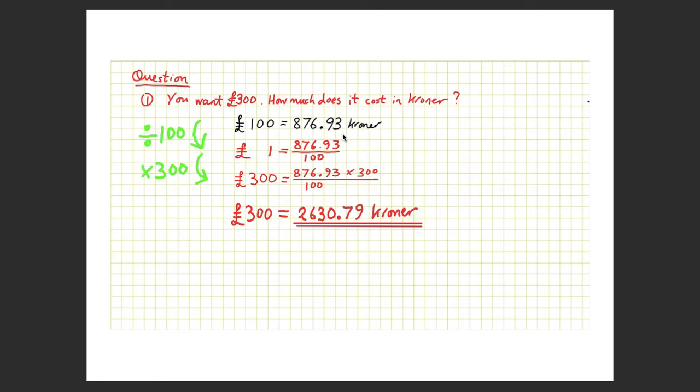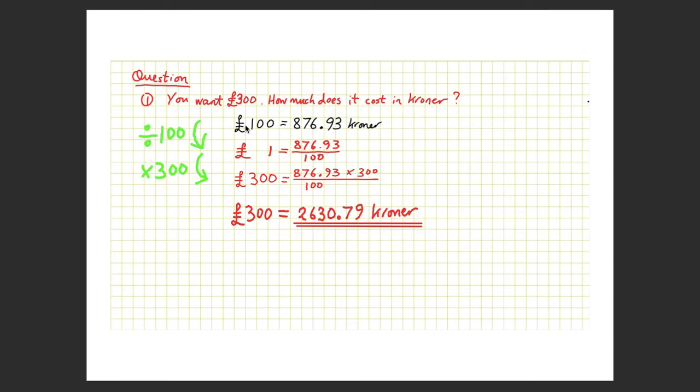So I've divided everything by 100 to figure out what £1 is worth, but I want to know what £300 is worth, so I'm going to multiply everything by 300 to get what £300 is worth. So £300 is worth 876.93 times 300 divided by 100. And when you work that all out, it comes to £300 equals 2,630.79 to 2 decimal places krona.